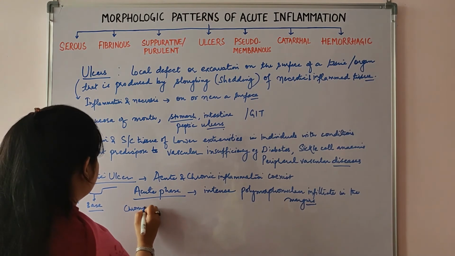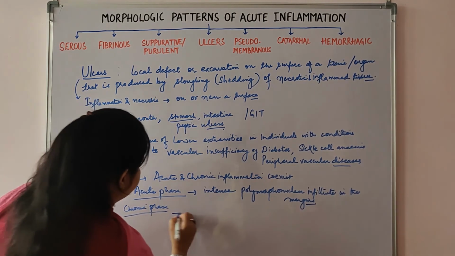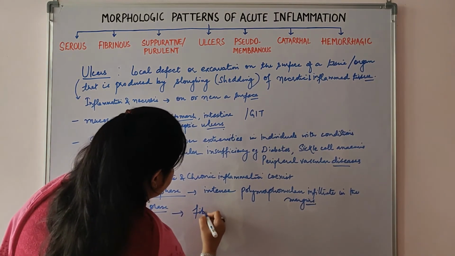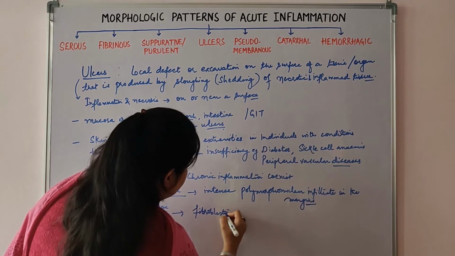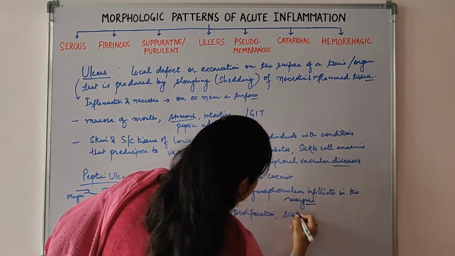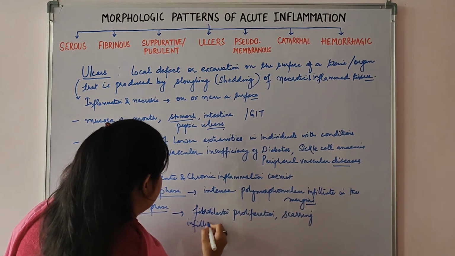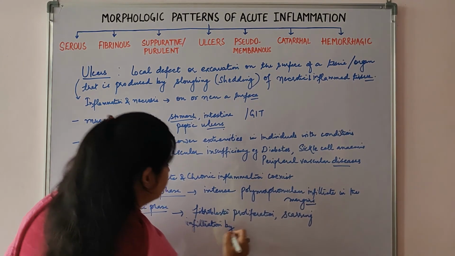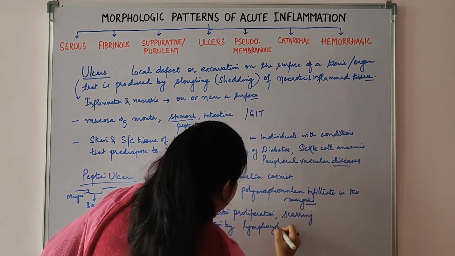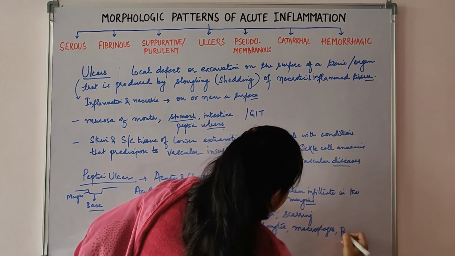and in the chronic phase, if we see the base and the margins, there is fibroblastic proliferation. We can see fibroblastic proliferation, scarring, and infiltration by chronic inflammatory cells, which are lymphocytes, macrophages, plasma cells.